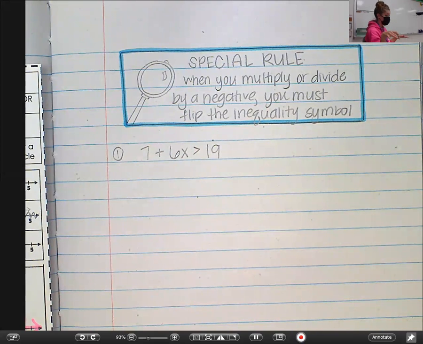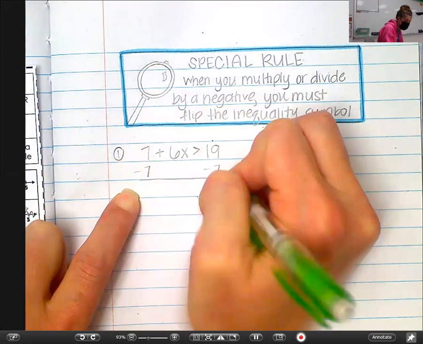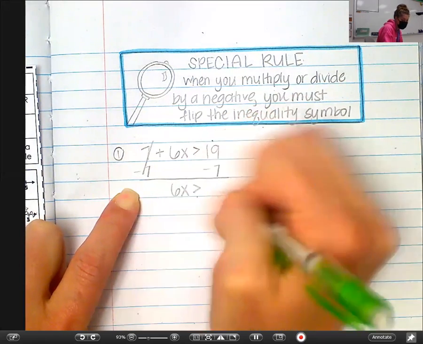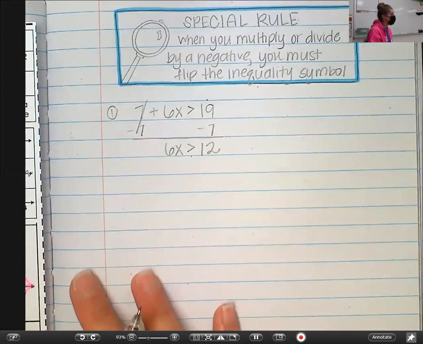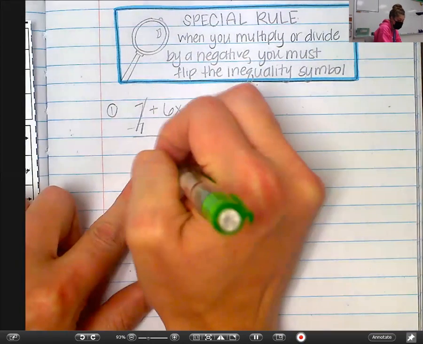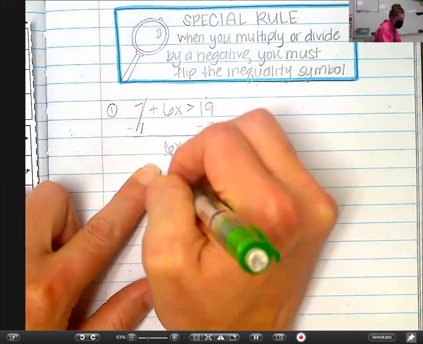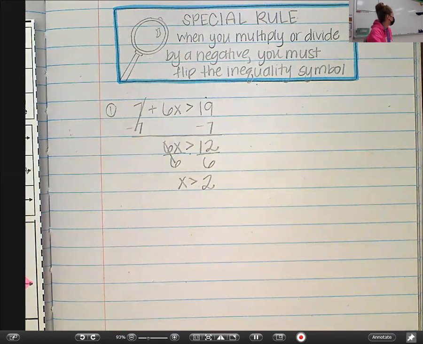Okay, so we're going to solve this like normal. We're going to subtract 7 from both sides. 6x is greater than 12. Divide by 6. And x is greater than 2. We're not dealing with that negative. We're not multiplying or dividing by a negative right now, so we don't have that special case. That is not a solution that I need more from you, I guess is what I should say.